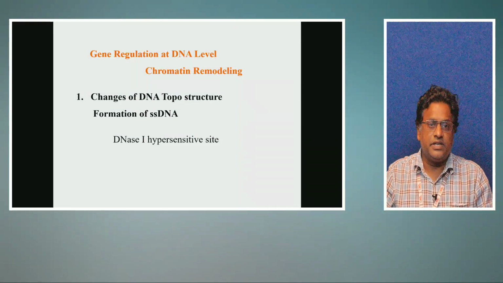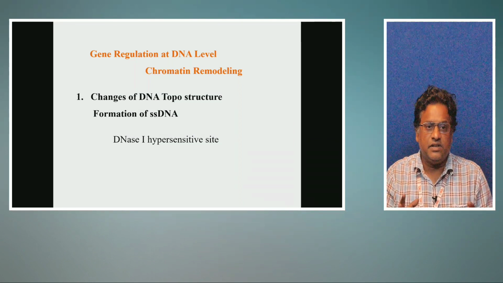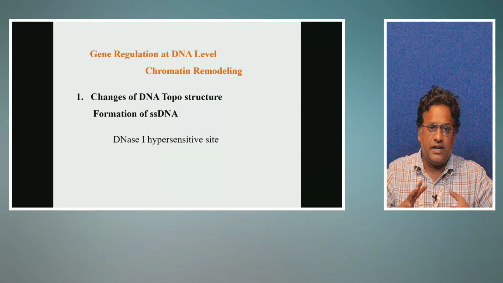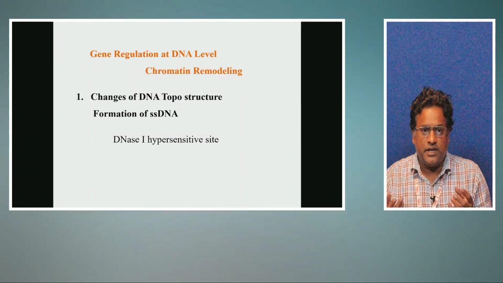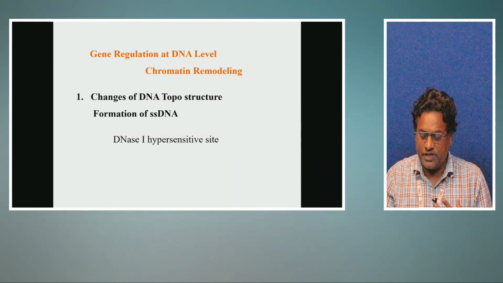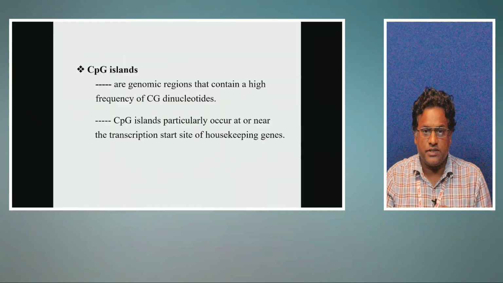So gene regulation at the DNA level. Let's come to the DNA level. If you have any change in the topology of the structure, then it becomes a hypersensitive site for DNase I, and they cause DNA methylation.